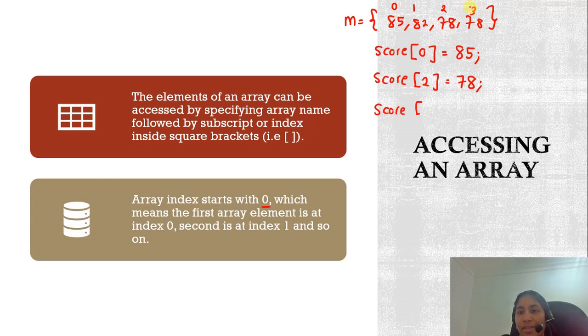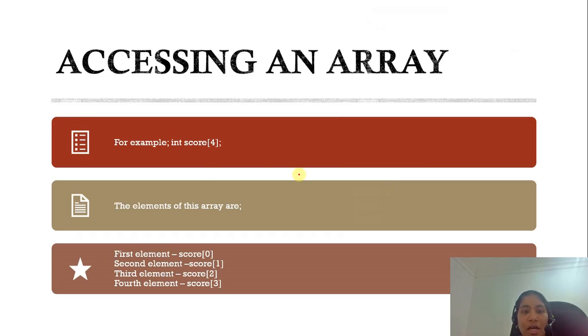I'm referring to the fourth element here, but it will be 378 as well. Okay, now move on. This is how I've said earlier, accessing an array. Okay, integer score 4. So this is how I access.